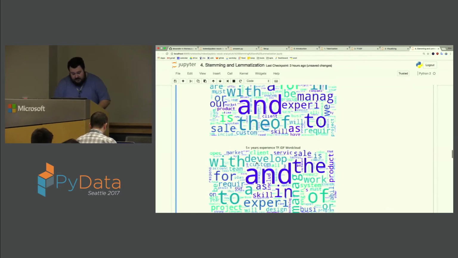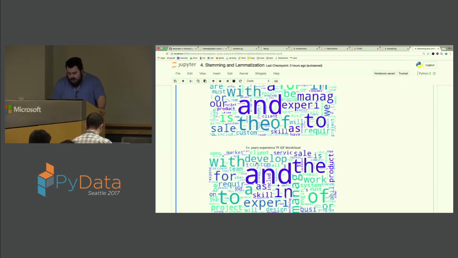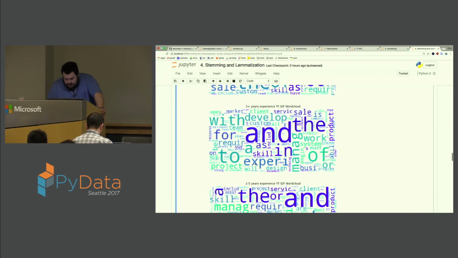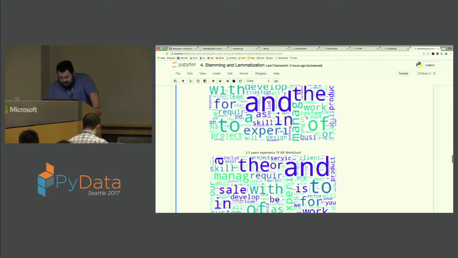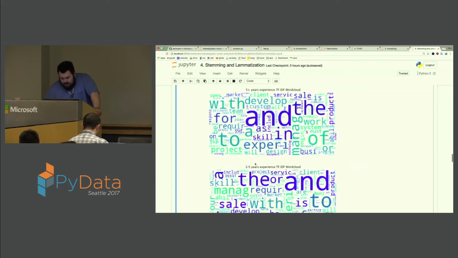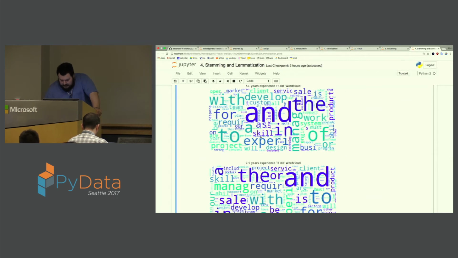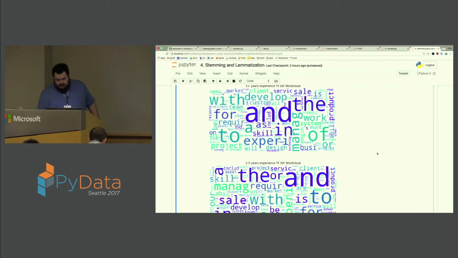Let's look at our different categories, or different segments, I should say. So 5+ years experience. Not a lot different. It looks like manage isn't as important for the 5+ years, at least I don't see it. Oh no, here it is, I just couldn't see it. Okay, no, it's important for both. Let's see, any good differences? It looks like sale is a little more important in 2 to 5 years than it is in 5+.